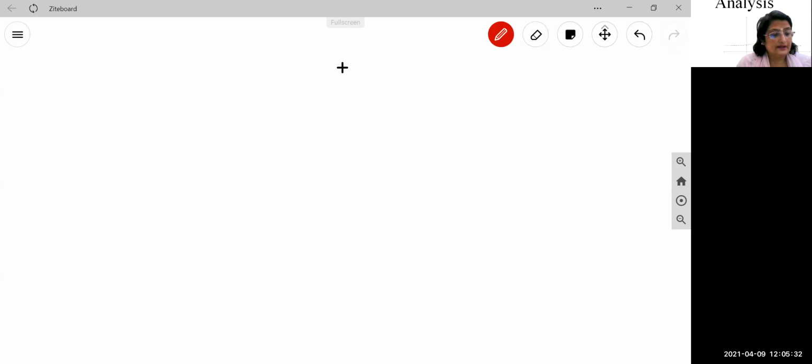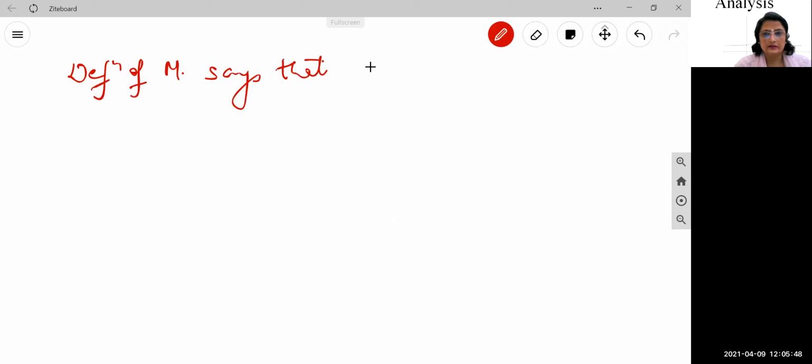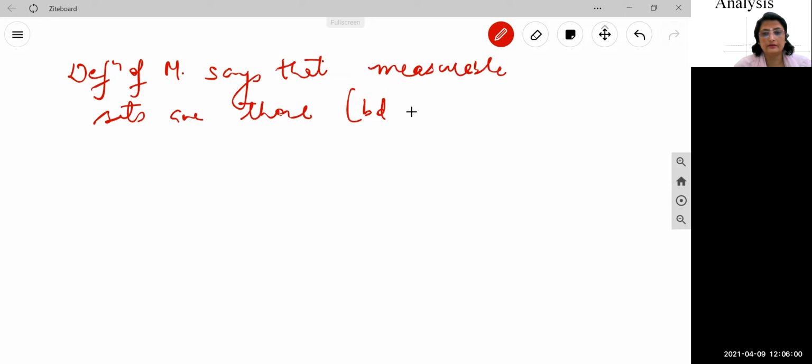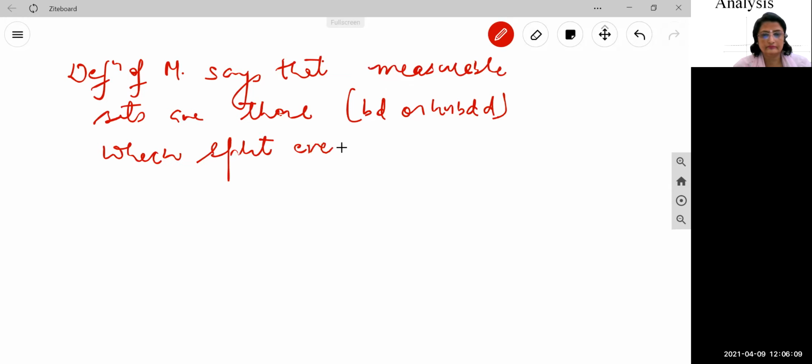So it implies what we can say here. So the definition of measurability says that measurable sets are those, bounded or unbounded, which split every set, measurable or not.